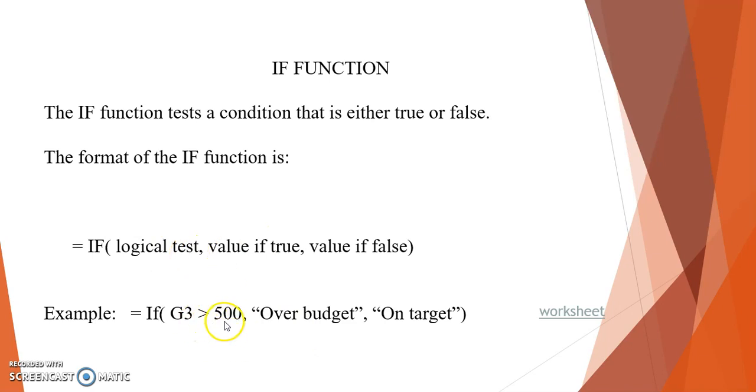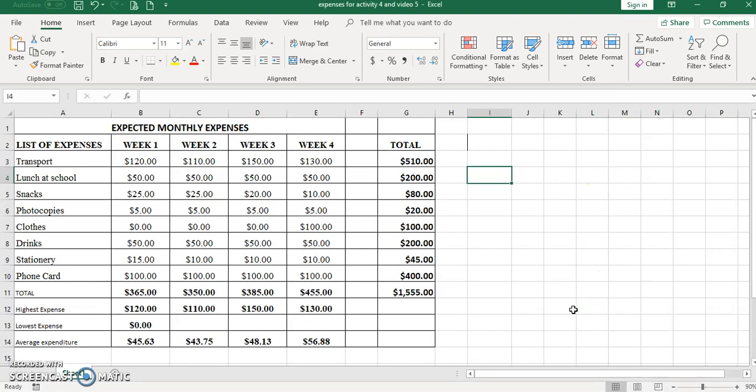So if G3 is greater than 500, the value if it's true would be put in the cell, it would be over budget. And if it is false, we want to put the term on target. Once it's some sort of text we put in the cell, we want to put it in quotes. Let's look at the worksheets, right? Again, transport. So let us look at what really is Bob's status. So let us try it.